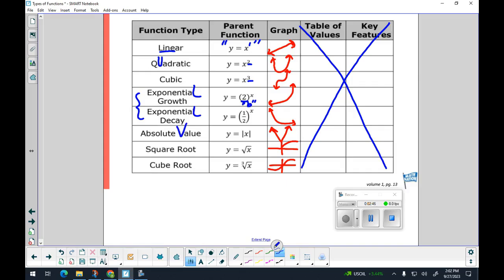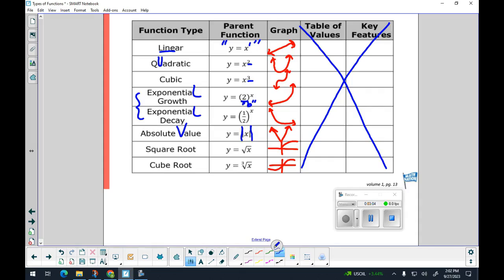Let's talk about absolute value. V for value is the shape of the graph, and the parent function looks like those jail bars, I like to call them. It's y equals the absolute value of x. No transformations have occurred. Again, it's V for value.